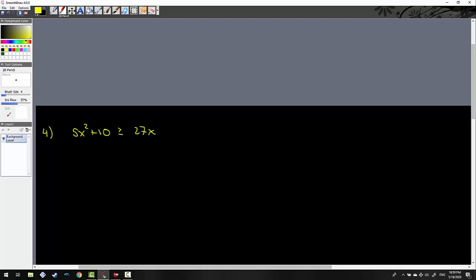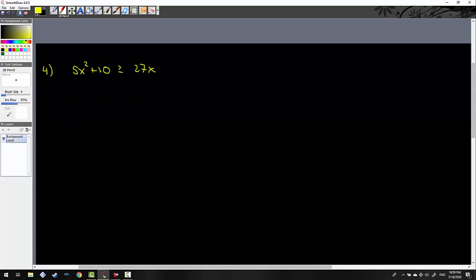We are on example number 4 here, and it's very similar to the last one. There's a couple of things that I just want to make sure we are very much aware of. Again, whenever solving a quadratic inequality, please, under all circumstances, set him equal to 0, because that's how you're going to employ your sign chart to get a definitive answer. So again, I subtract the 27x from both sides, and now I have greater than or equal to 0.